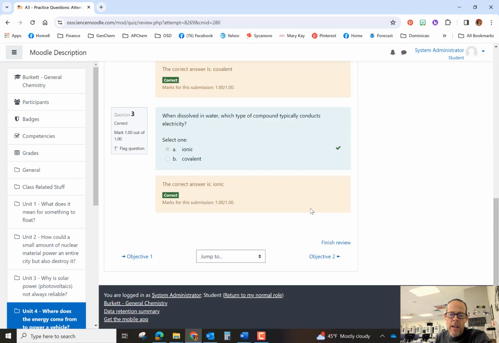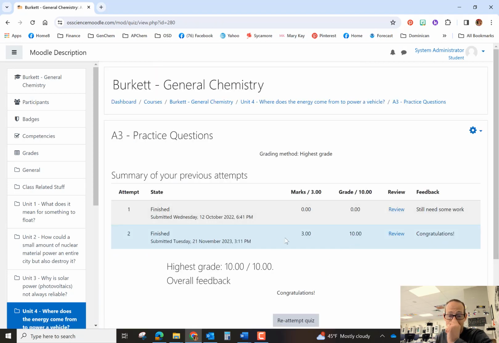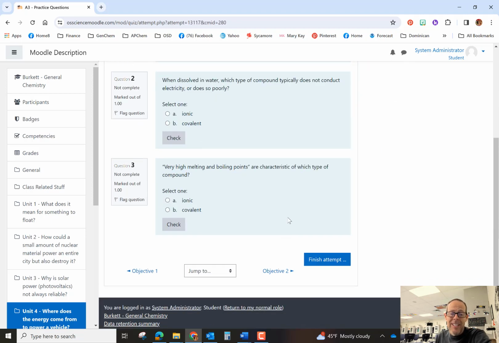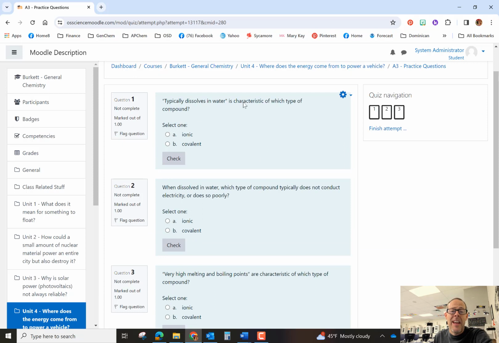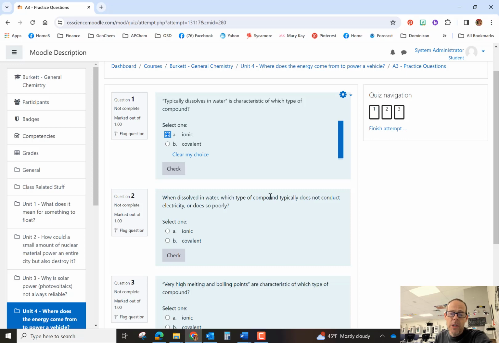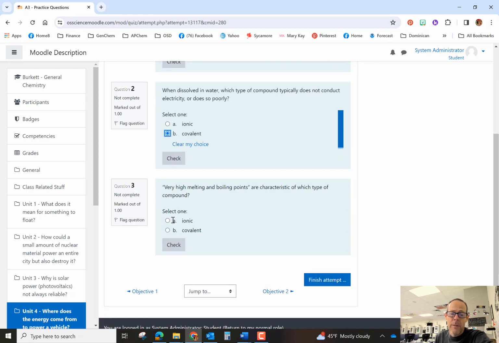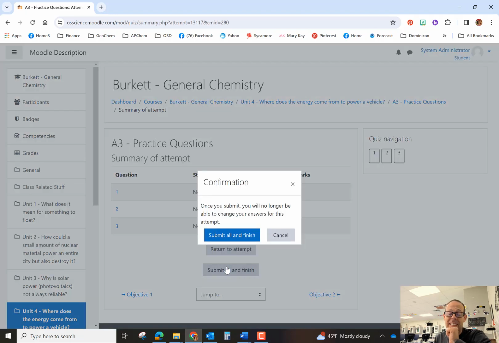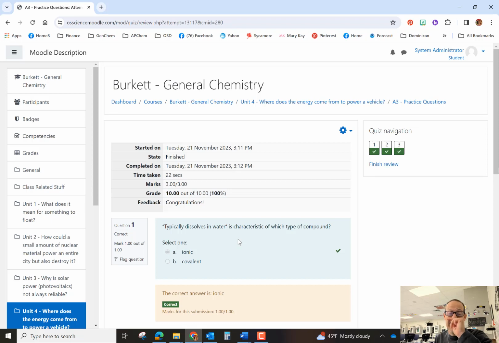Oh yeah, we got all 3. Go to the bottom, finish, review. And if you want to, you can reattempt the quiz. You should know this by now. When you do this, the next questions are probably not the same. Typically dissolves in water is characteristic of which type of compound? Ionic. When dissolved in water, which compound typically does not conduct electricity? Covalent. Very high melting and boiling points. Ionic. So every time you take these, it shuffles up the questions that you get.